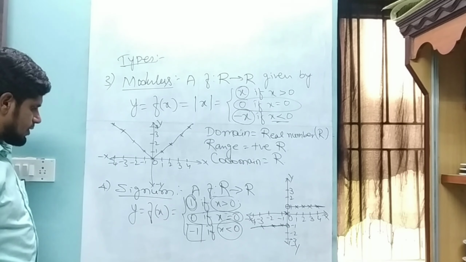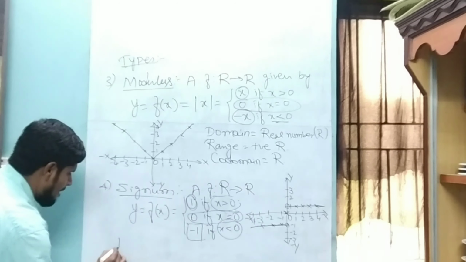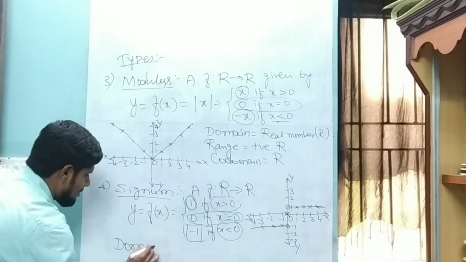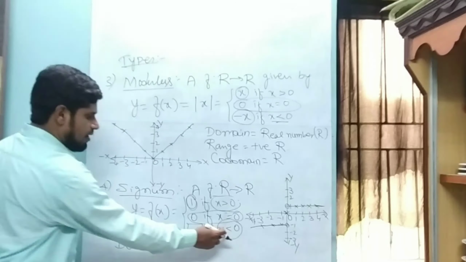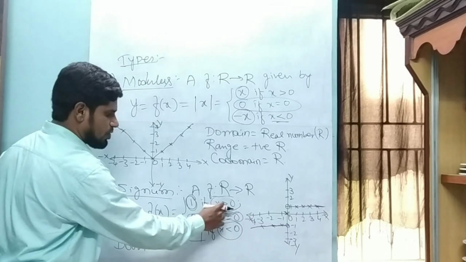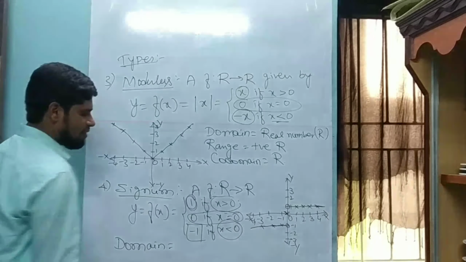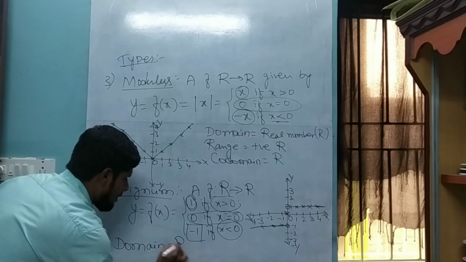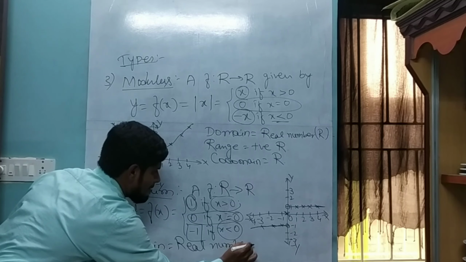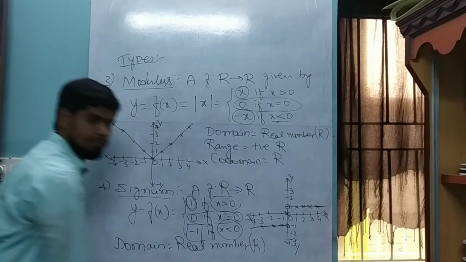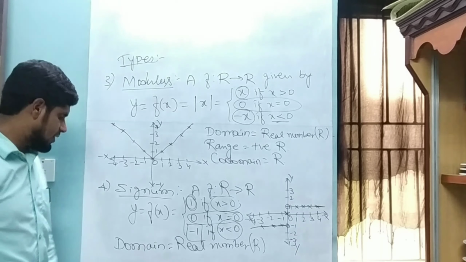Okay. Then let us see the domain here. Let us discuss the domain. What is the domain here? Since we are giving all the values of x, positive we are giving, negative we are giving, 0 we are giving, its domain is real numbers, capital R.